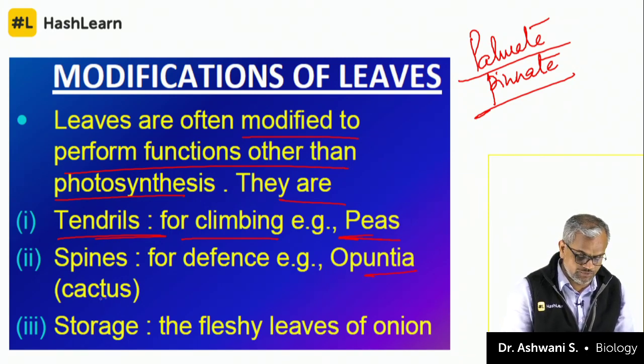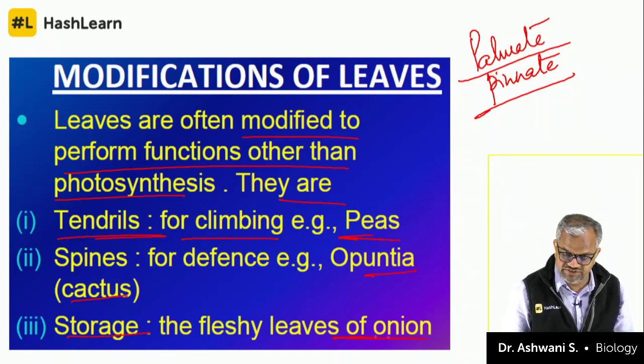Spines for defense, as I told you in Opuntia, that is cactus. Storage: fleshy leaves of onion. Somebody was asking about onion, that is called a scale.